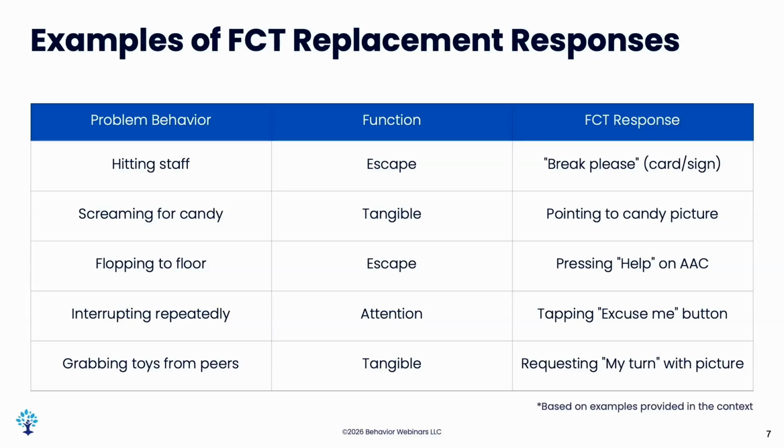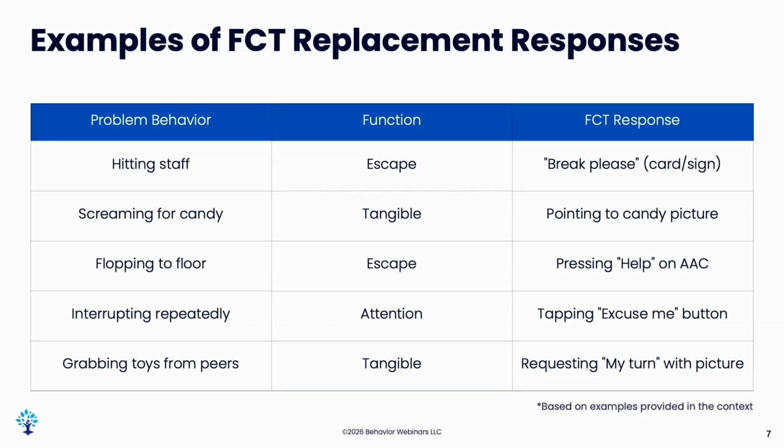So, an example of FCT replacement responses: they're hitting staff and the function is escape. They would say, "Break, please." They could have a card, just something easy that they could communicate, I need a break. And so what you're hoping is if we reinforce that break, please, they're not going to hit. With all DRs, you want your replacement behavior to be less work than the problem behavior. So pulling a break card is a lot less work than hitting.